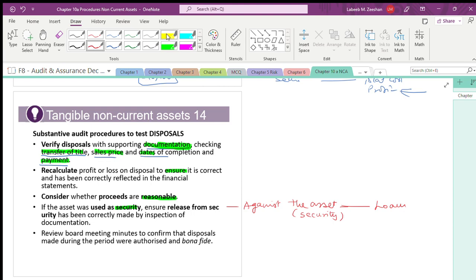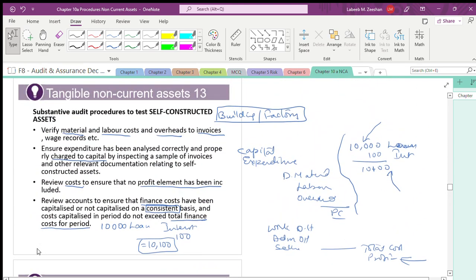Review any board meetings. Whenever we are disposing of assets, they will usually have a higher value. In that case, you have to get the approval of the board that yes, these disposals can be done during the period and they were authorized, and most importantly bona fide. Bona fide is nothing but that it has the right to sell that specific asset. Bona fide means a specific asset is set aside for the disposal. These points we have to understand.